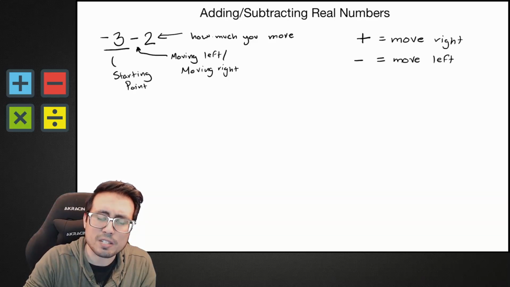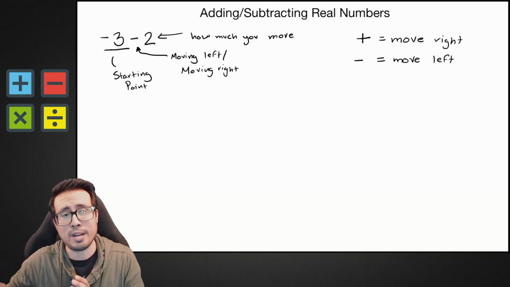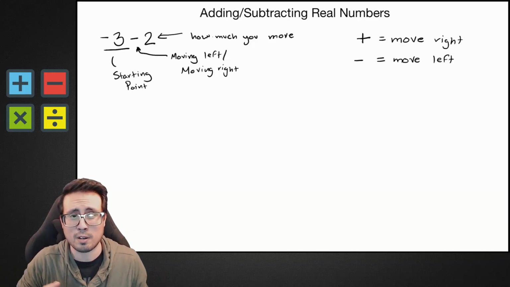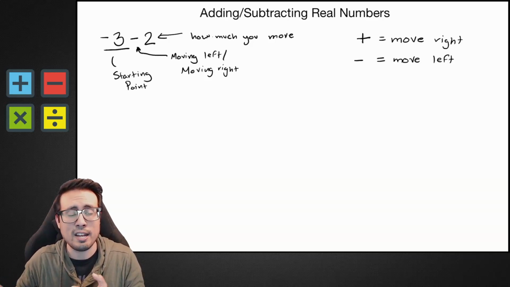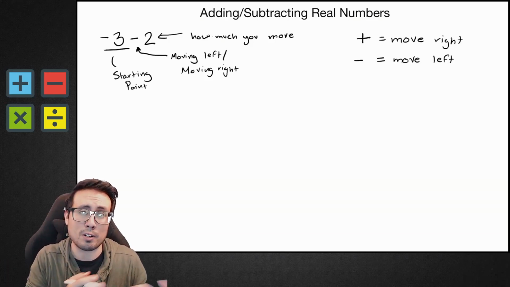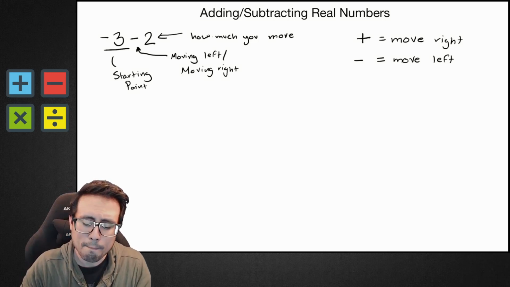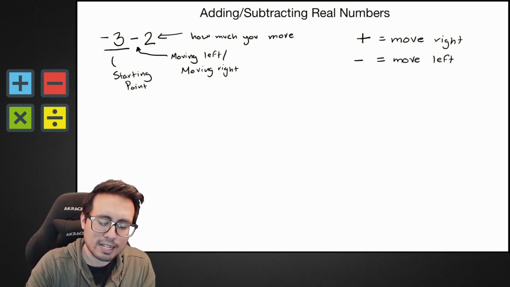And it makes sense because on a number line, the numbers get bigger as you go to the right and they get smaller as you go to the left. So if you're adding, they're getting bigger, you're going to move right. And if you're subtracting, they're getting smaller, so you're going to move left. Okay? And now let's go ahead and look at one of these problems.